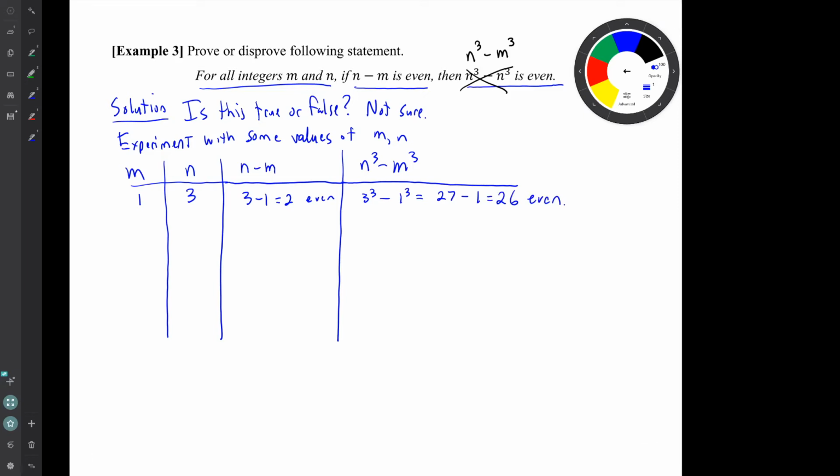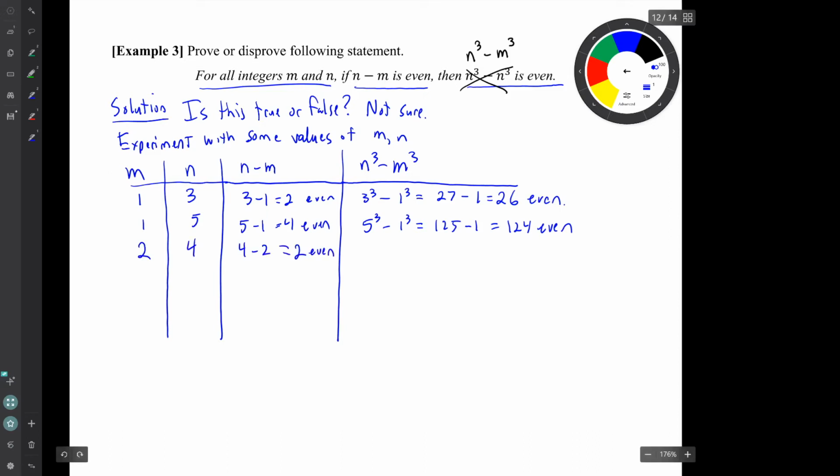Let's try another one. Let's try maybe 1 and 5. Okay, well in this case, the difference of the numbers is even, and the difference of their cubes is even. Well, let's try something else. Maybe we'll try some even numbers. m equals 2, n equals 4. Well, dang, every time we come up with some m and n numbers that make this number even, it seems like that number is even as well.